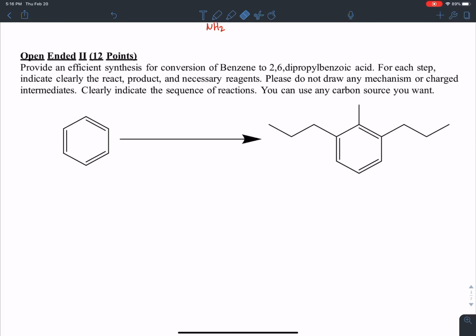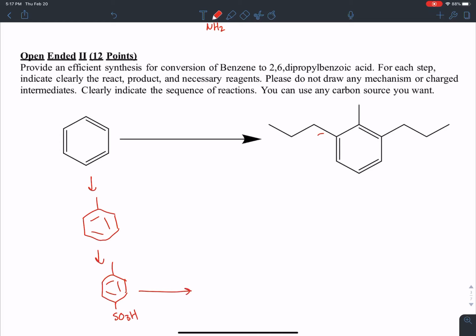Alright, next. Here I'm again seeing that pattern. You want to put this, block the spot, add this and this, and then remove the block. So let's follow that pattern. So starting off, I'm going to put the methyl. Then I can block the spot with SO3H.